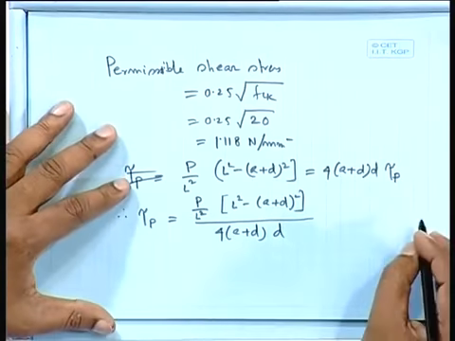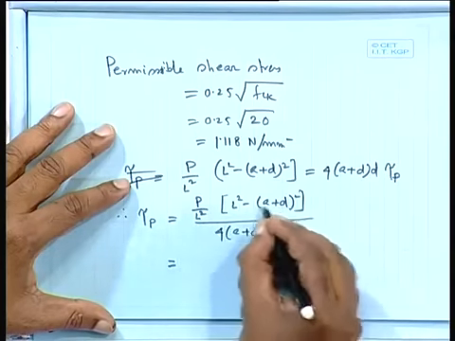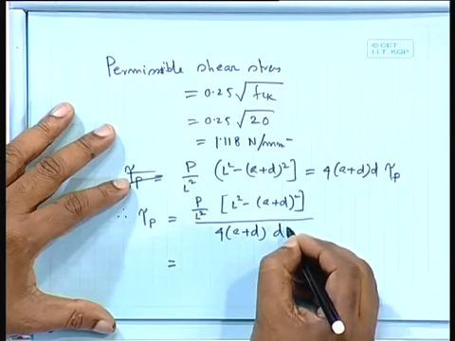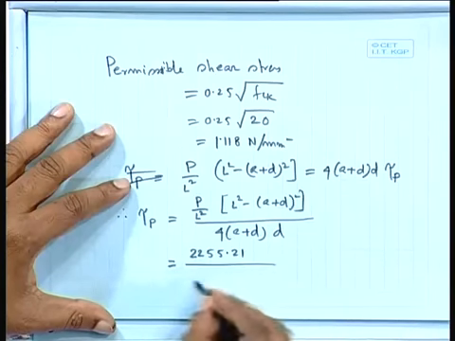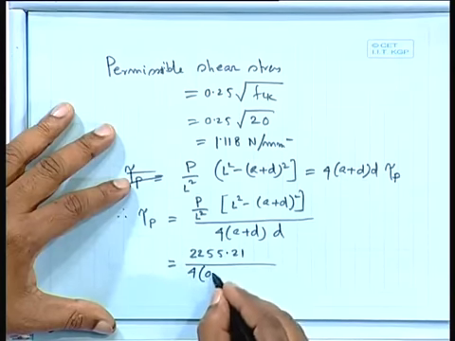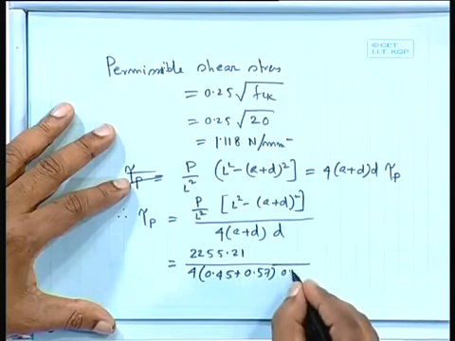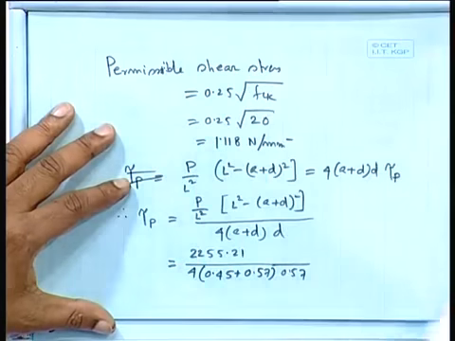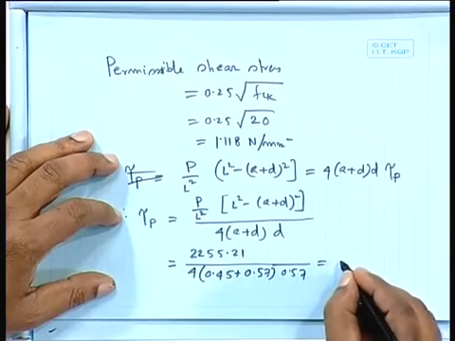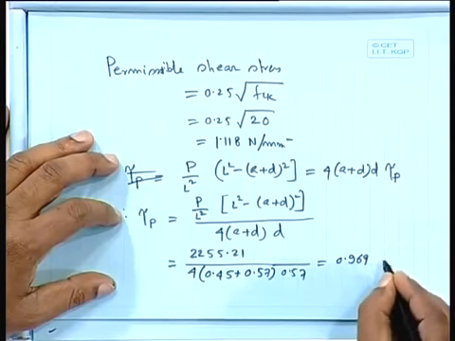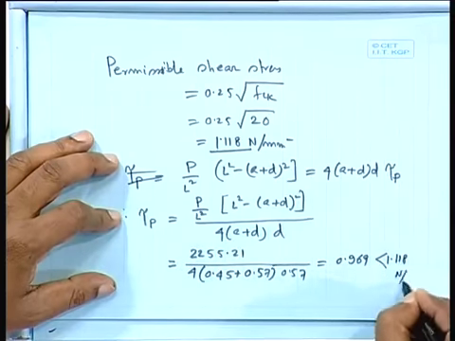So we can write down here as P by L square, this part already you have done, that is your shear force, which is coming as 2255.21 divided by 4 times A is 0.45, D is 0.57 times 0.57. So we can find out tau P, that is equal to, here we are getting 0.969 less than 1.118 Newton per square millimeter.